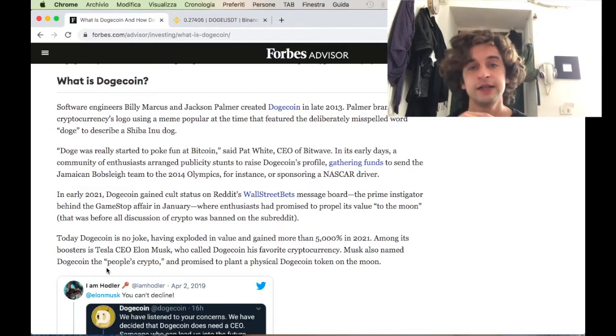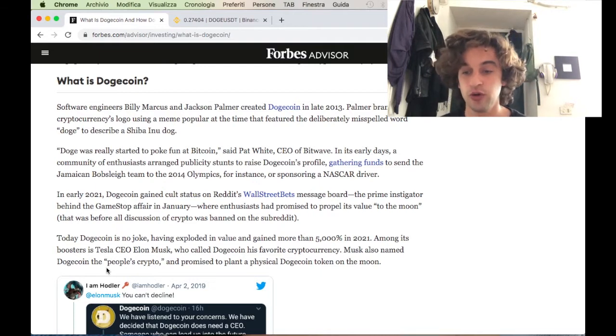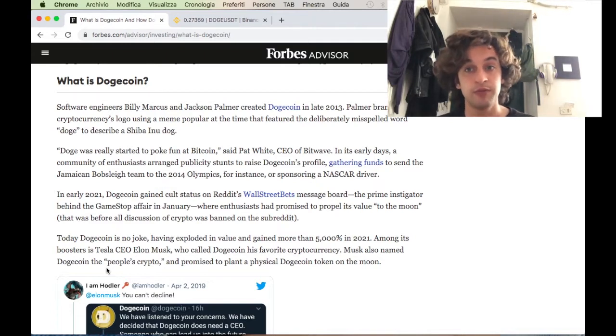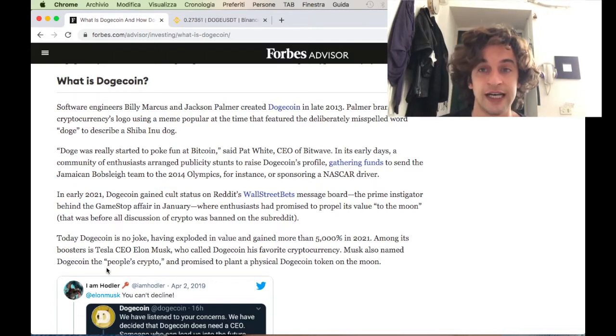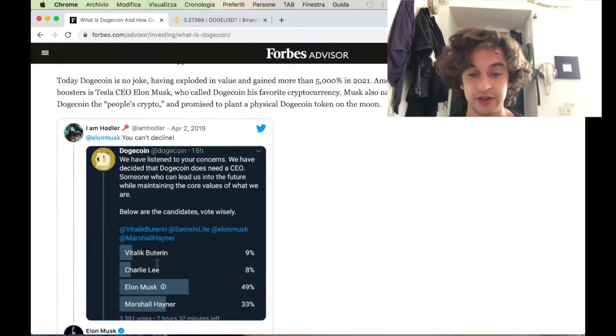But apart from that, this is the people's crypto. The way of marketing it was, let's say, taken as a joke. As we said, sponsoring an Olympic team, the Jamaican Olympic team in 2014, when the crypto world was still small. Also later on the NASCAR driver, as we saw in this article.